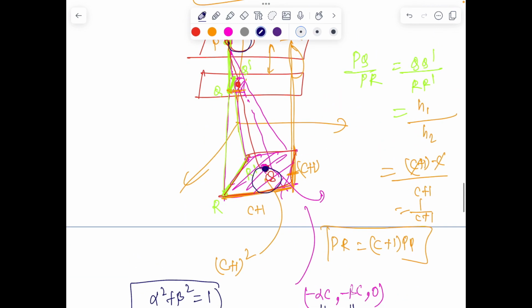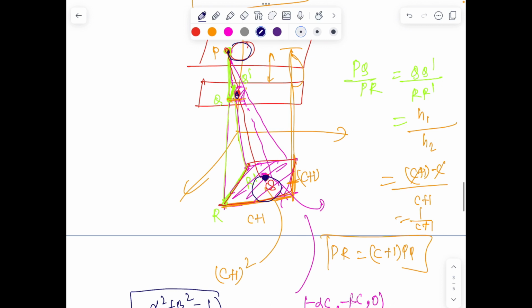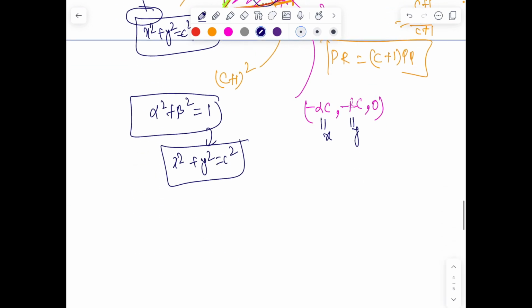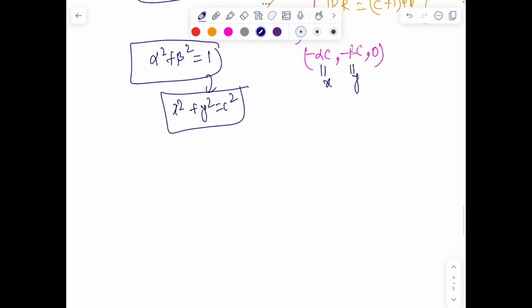And what is point Q? Remember, it's the image of the center of the slit. So as the point P moves, as the torchlight moves, the image of the center of this torchlight also moves in a circle. And that circle is x square plus y square equal to c square, z equals 0. Okay, so now for all configurations, we have to find the union of area.